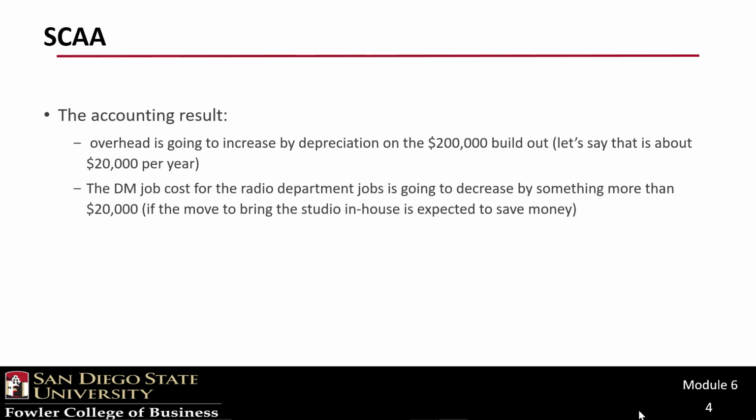So what is the accounting result? Well, overhead is going to increase by depreciation on the $200,000 build out. Let's say that over 10 years, that's about $20,000 per year. The direct materials job cost for the radio department job is going to decrease by something more than $20,000, right? The idea is if the move to bring the studio in-house is expected to save money, then in theory, those direct material costs for the radio department should go down by something more than $20,000.